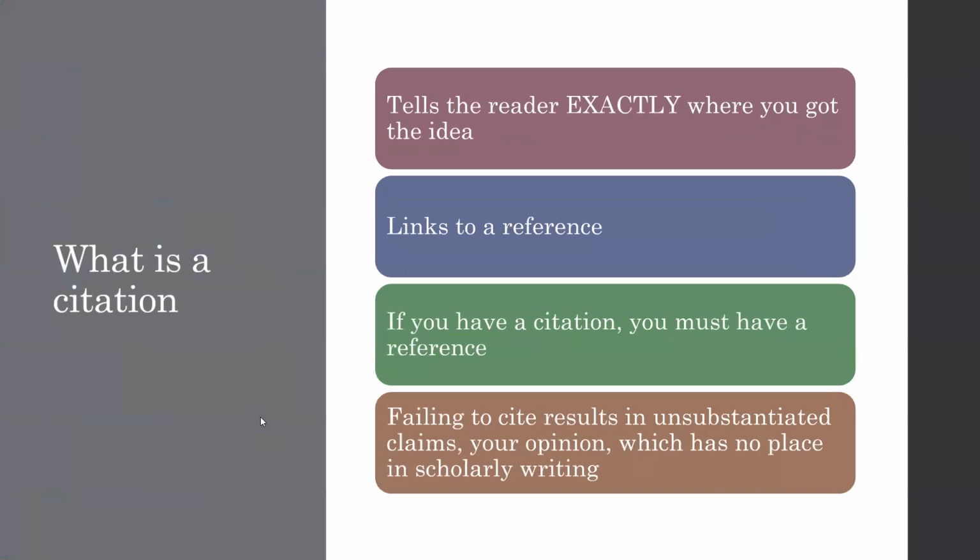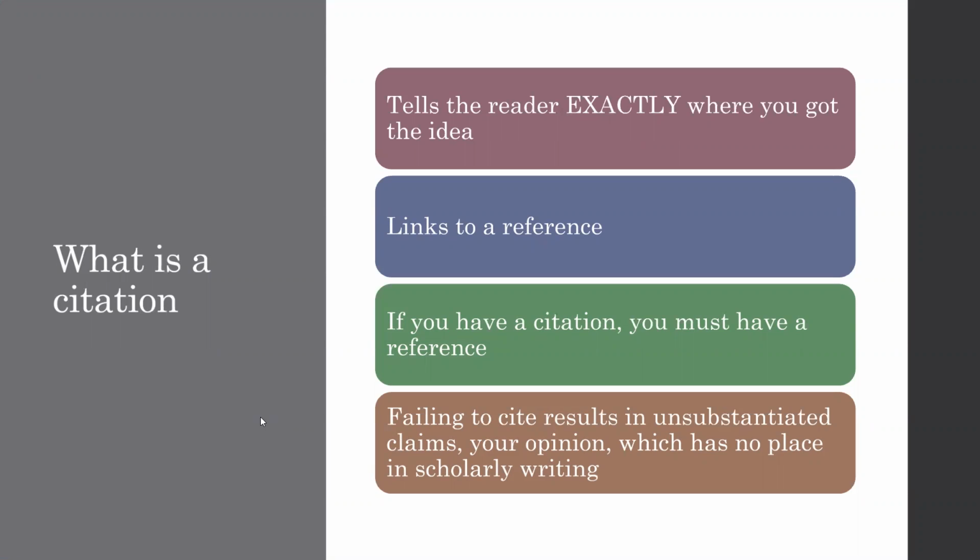So jumping in, what is a citation? A citation is a way of telling the reader exactly what you got the idea from that you're talking about. It's a link to a reference, and this is a key concept. There should be a citation for every reference that's within an APA paper, and vice versa. At least one citation per reference, oftentimes multiple. If you have a citation, you've got to have a reference.